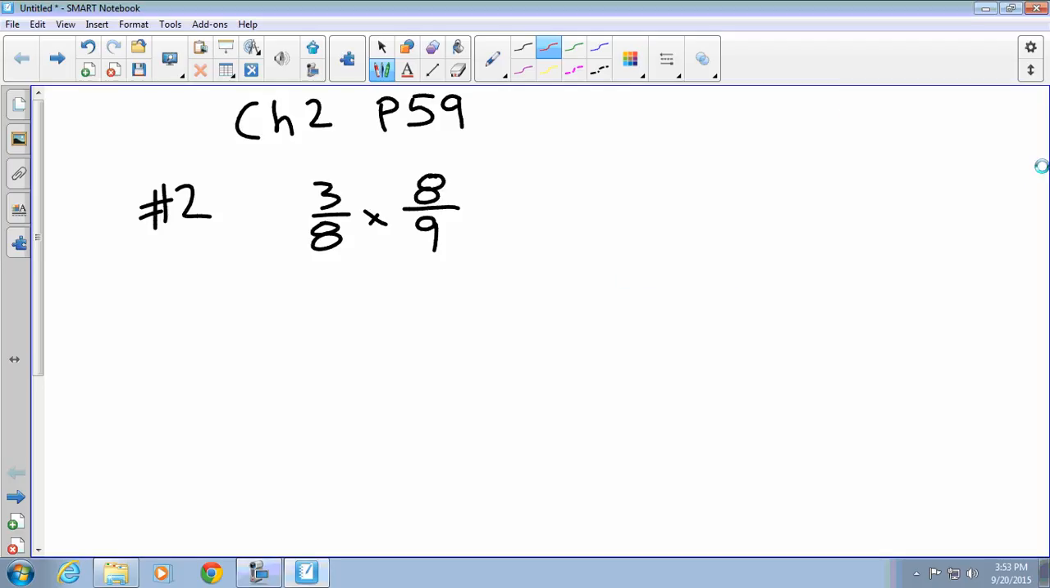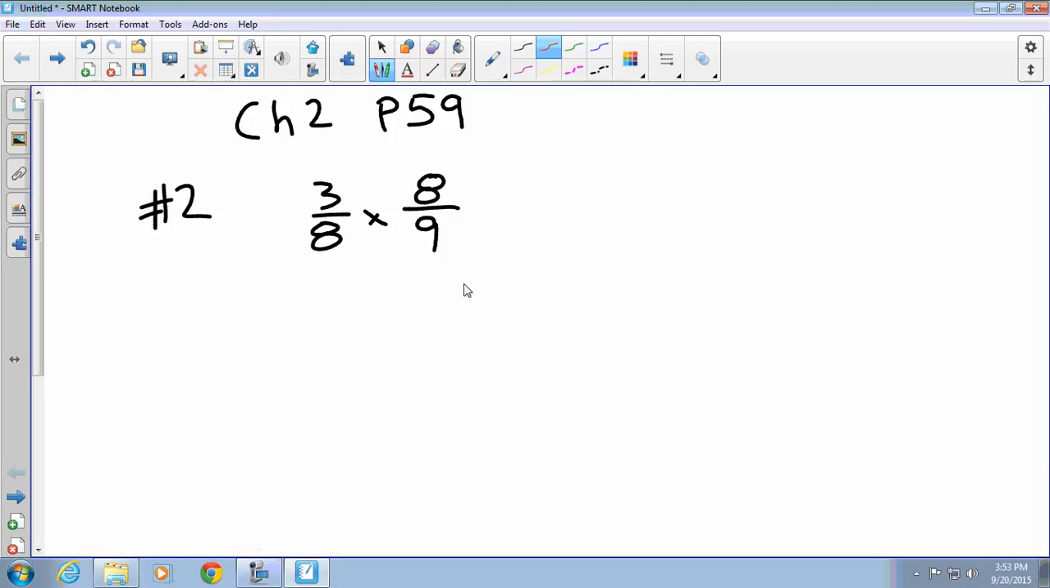We're on chapter 2, page 59, number 2 at the very top of page 59. We are taking 3/8 times 8/9. And what I want to do with this problem is just go over some canceling methods here in order to get our problem a little bit simpler.